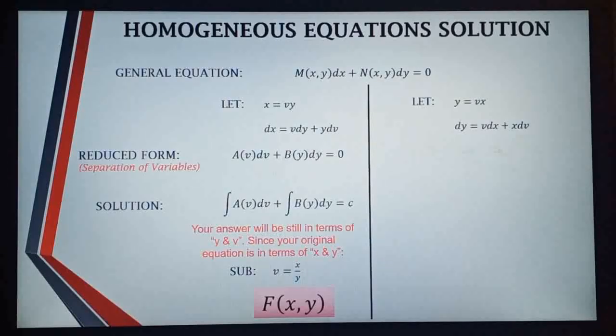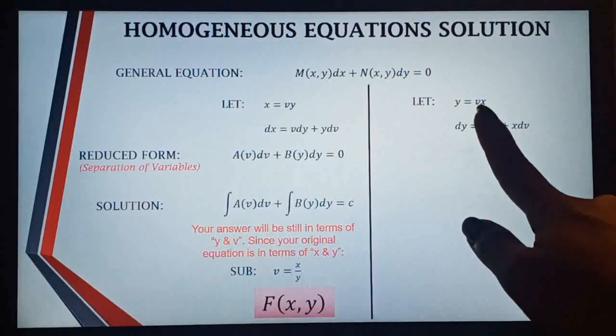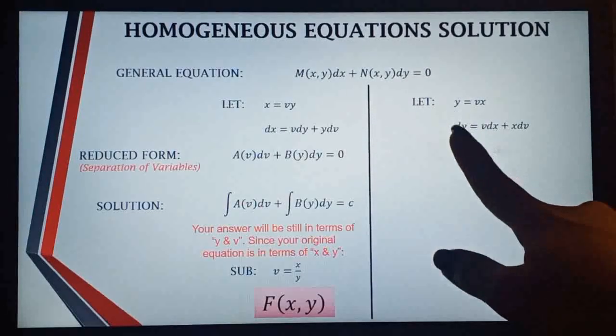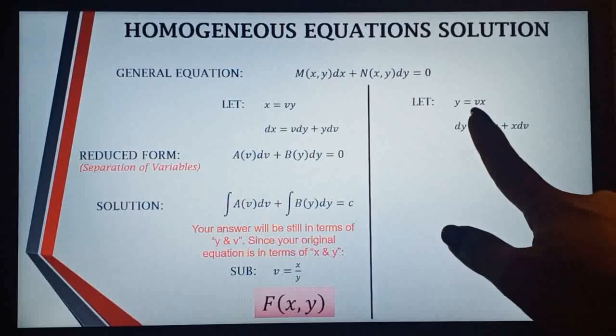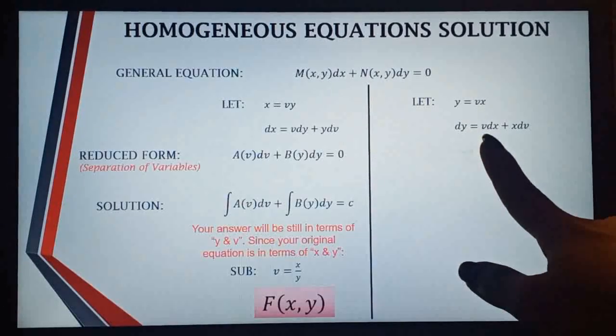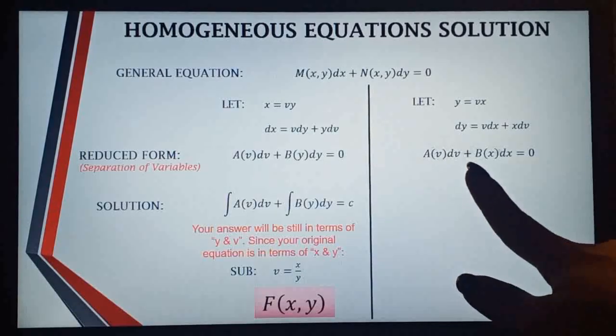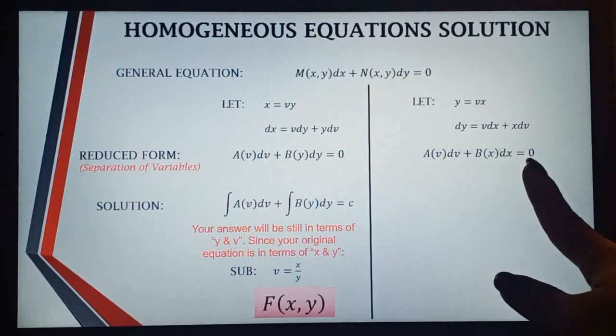Another solution is if you let y equals vx naman. So ang papalitan mo ngayon ay si y instead of using x. So, gagamit ka ulit ng another variable. So, let's say in that case, we have to use v multiplied to x. Then you have to differentiate y, which is the dy. Then differentiating vx, you will have v dx plus x dv. Ipapalit mo ngayon siya dun sa original equation. Dapat mawala si y at si dy. So, the reduced form of the equation will be in terms of A of v dv plus B of x dx then equated to 0.